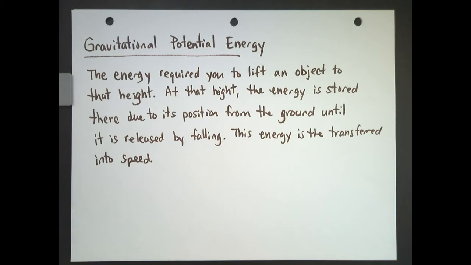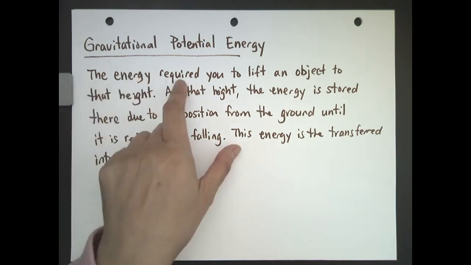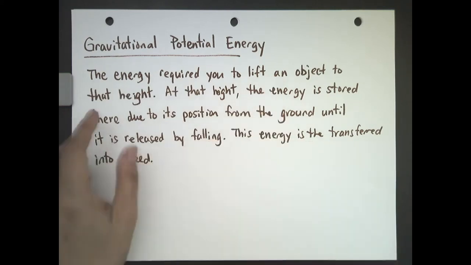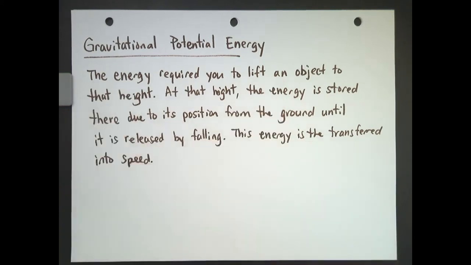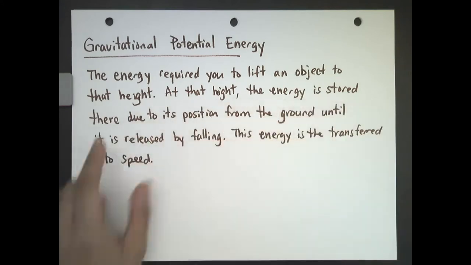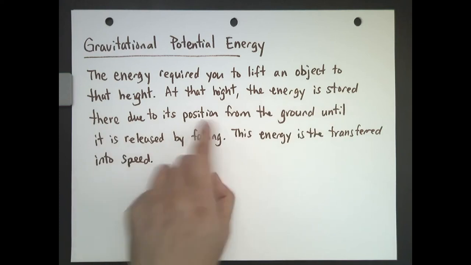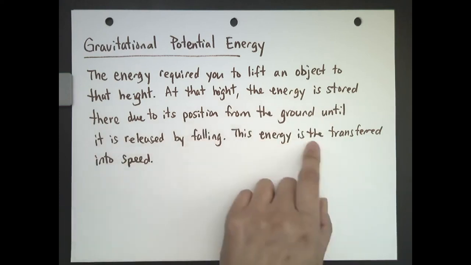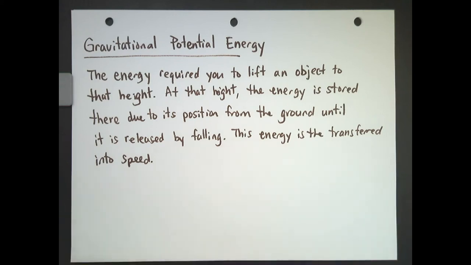Another type of energy is called gravitational potential energy. What is this type of energy? This type of energy is the energy required to lift any object to a certain height. At that height, the energy is stored there due to its position from the ground until it's released by falling. This energy is transferred into speed.